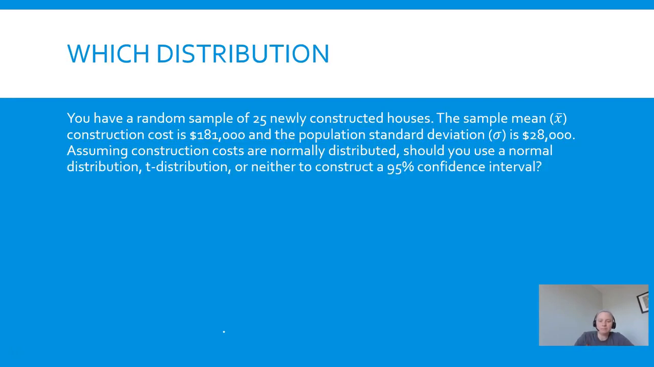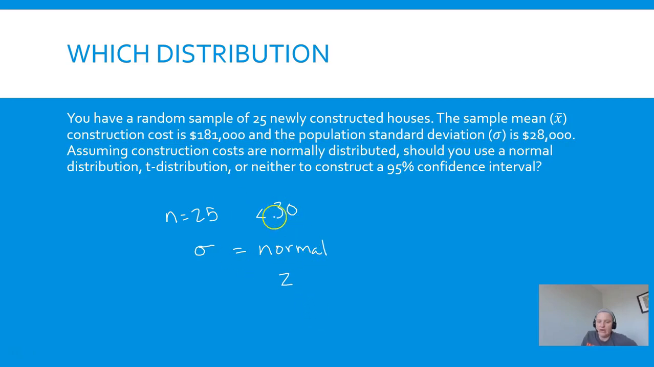Okay, so let's look at an example. You have a random sample of 25 newly constructed houses. All right, then they give us the sample mean, x bar, and the population standard deviation, sigma. Assuming construction costs are normally distributed, should you use a normal distribution, t distribution, or neither? All right, well, n is 25, all right? That is less than 30. So then I have to look at which standard deviation they gave me. They gave me population standard deviation, so that means I'm going to use the normal distribution. So I would use z-scores.